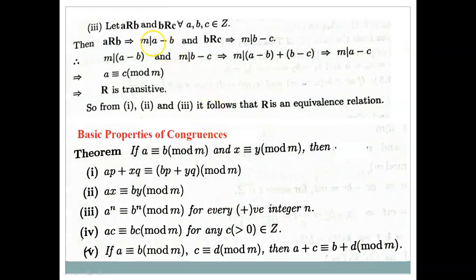Similarly, we move on to the transitivity. You will consider a related to b and b related to c for all a, b, c belongs to Z.